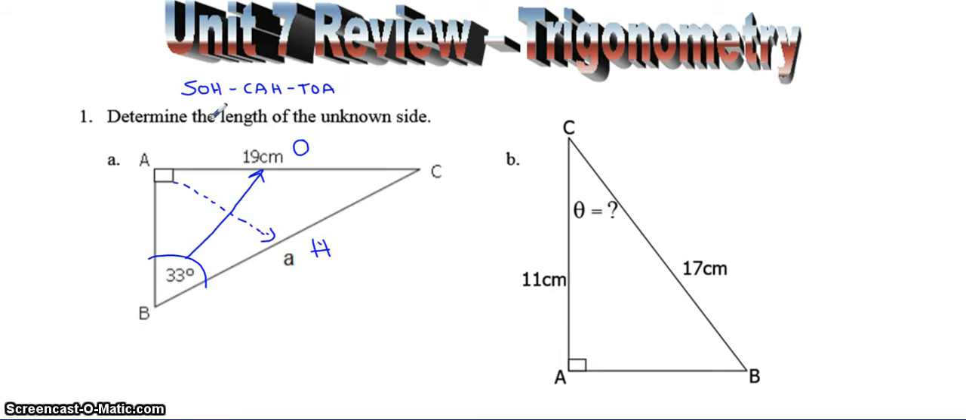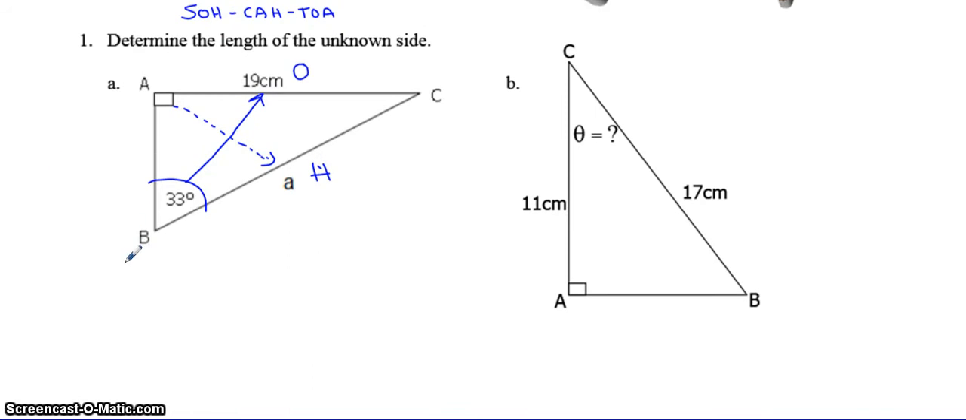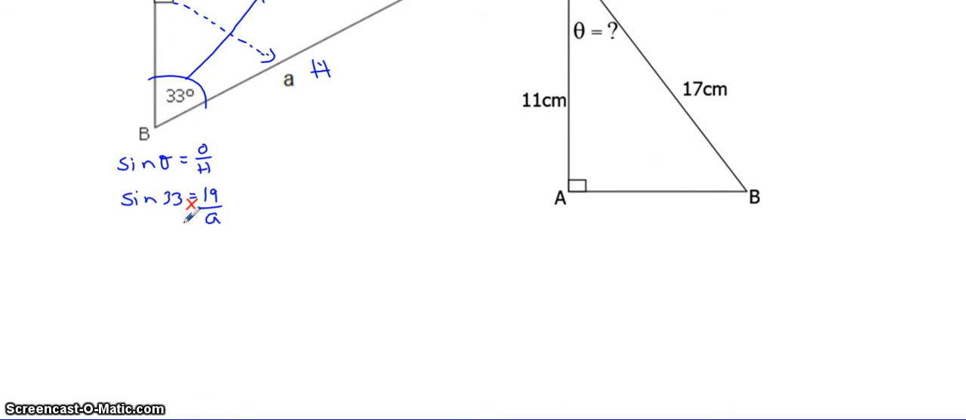the formula that uses opposite and hypotenuse is sine. So sine theta equals opposite over hypotenuse. And you substitute in. So sine 33 is equal to 19 over A. Then what you do is cross multiply. So when you cross multiply, that's over 1.